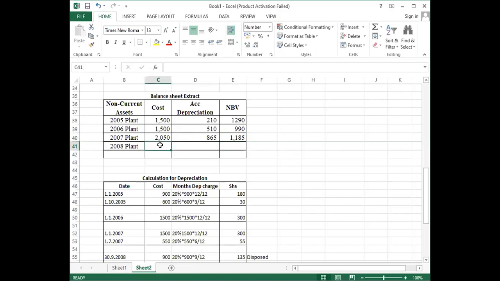Year 2008. What was the value of equipment? Year 2008, what did we close the year with?